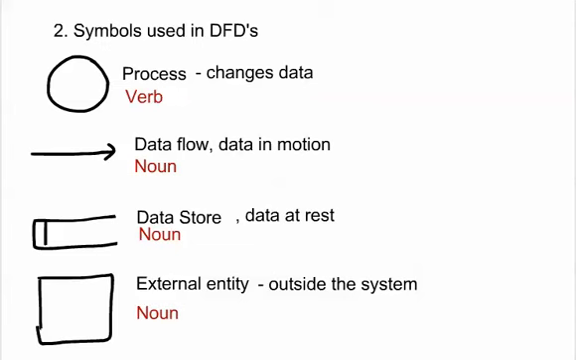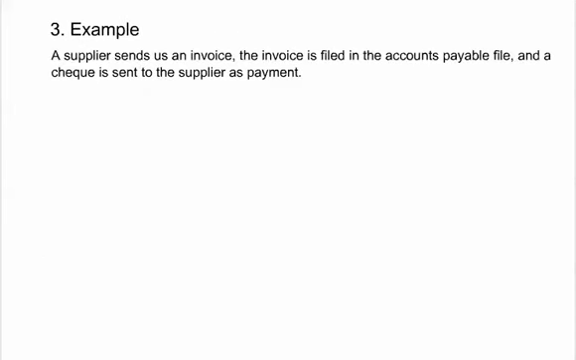So let's look at an example. If we have the situation: a supplier sends us an invoice, the invoice is filed in the accounts payable file, and a check is sent to the supplier as payment. How are we going to put this in a DFD?